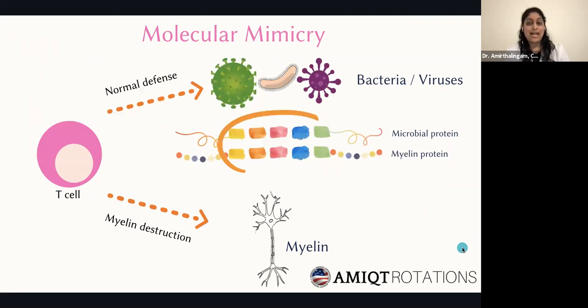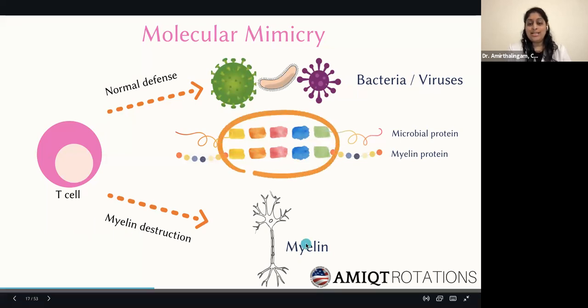So this is just a slide that I've created to illustrate this concept, molecular mimicry. In a normal situation, we would have a T cell that would mount an immune response against bacteria and viruses. The microbial protein genetic makeup may be identical to that of the myelin protein. And when this occurs, this T cell is not able to differentiate between bacteria and myelin, thinking that myelin is also foreign. This is when an immune response will be mounted against myelin, starting the destruction and demyelination process, which we see in multiple sclerosis.